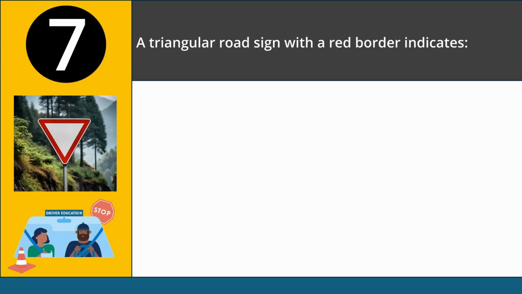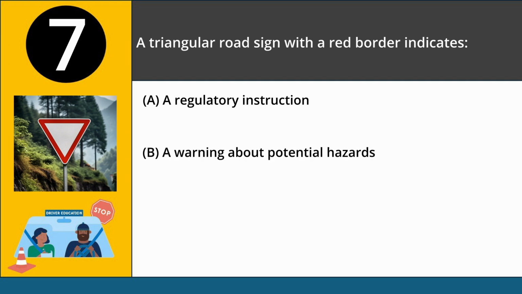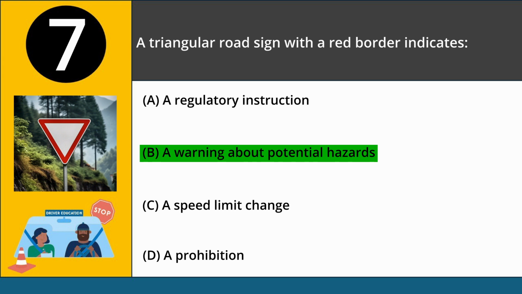A triangular road sign with a red border indicates: A. A regulatory instruction. B. A warning about potential hazards. C. A speed limit change. D. A prohibition. Answer: B. Triangular road signs provide warnings about hazards ahead.